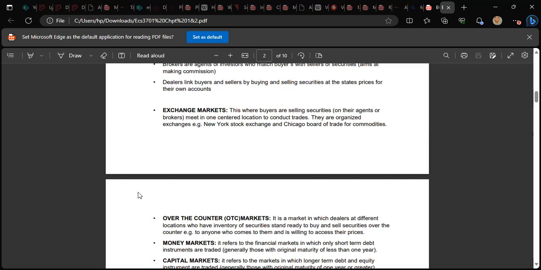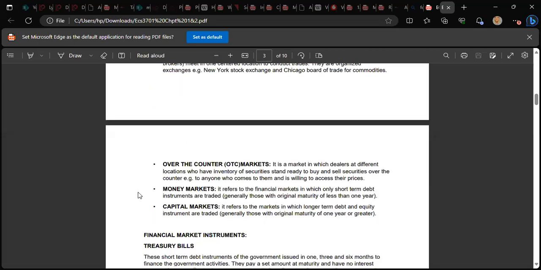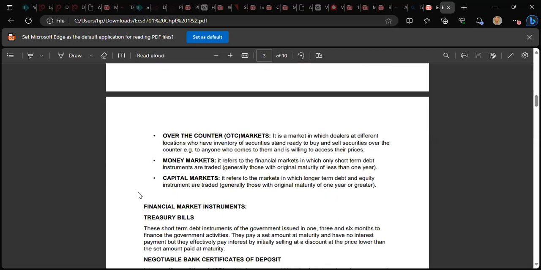And then you have the over-the-counter market. This is a market in which dealers at different locations who have inventory of securities stand ready to buy and sell securities over the counter to anyone who comes to them and is willing to accept their prices. And then of course we'll have the money market. Money markets we are going to be dealing with again much later. It refers to financial markets on the short term, right? And then capital markets, we are going to be dealing with this on the longer term, right?